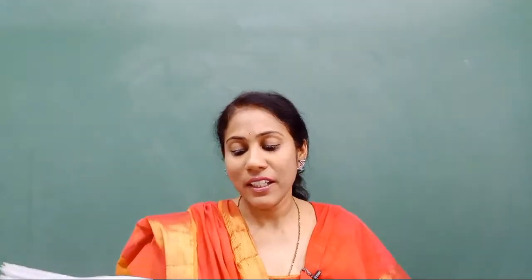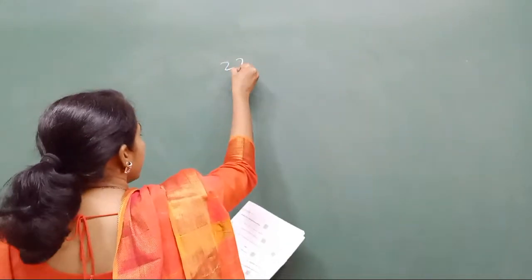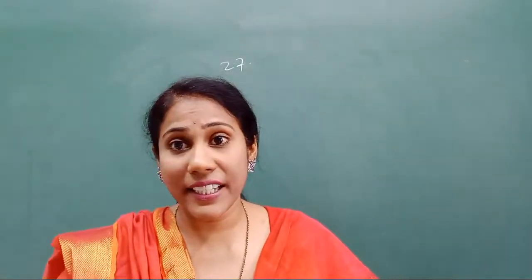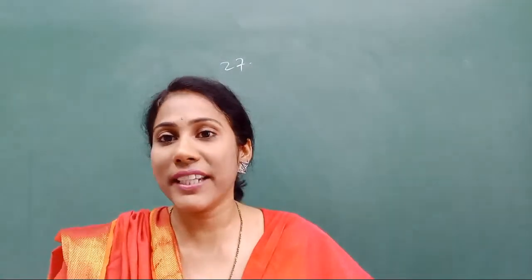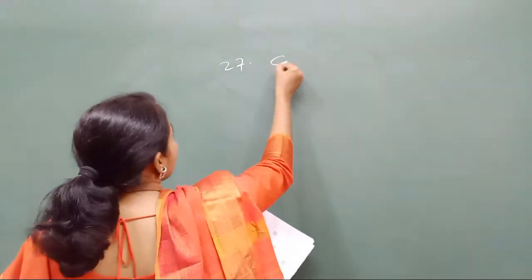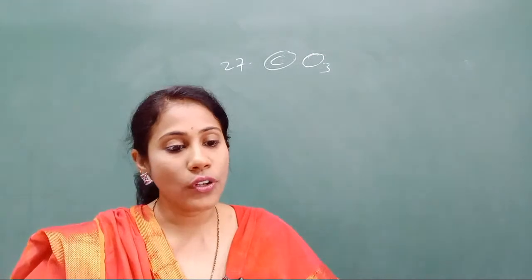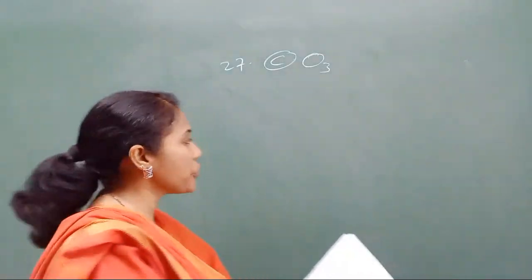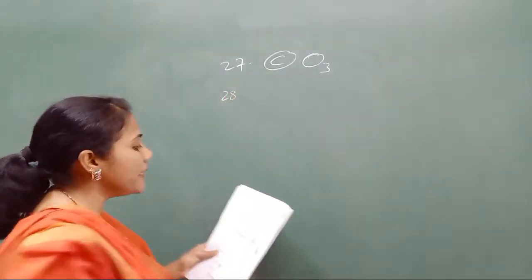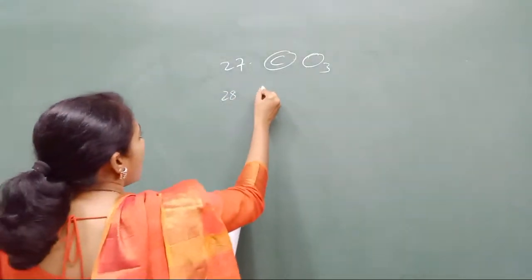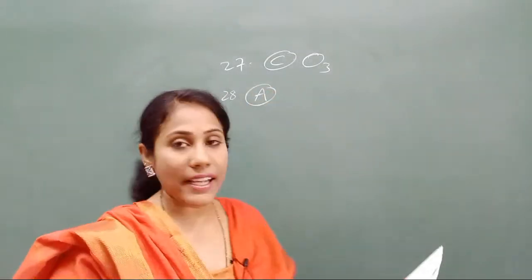Okay, now let me move on to the last part, that is the biology part. First one, the 27th question. Which atmospheric layer protects Earth from UV radiations, right? So here ozone, that is option C, ozone is the correct answer. And coming to the 28th question, they have asked you, in humans, a sexually transmitted viral infection is AIDS, that is option A, AIDS is the correct answer, guys.